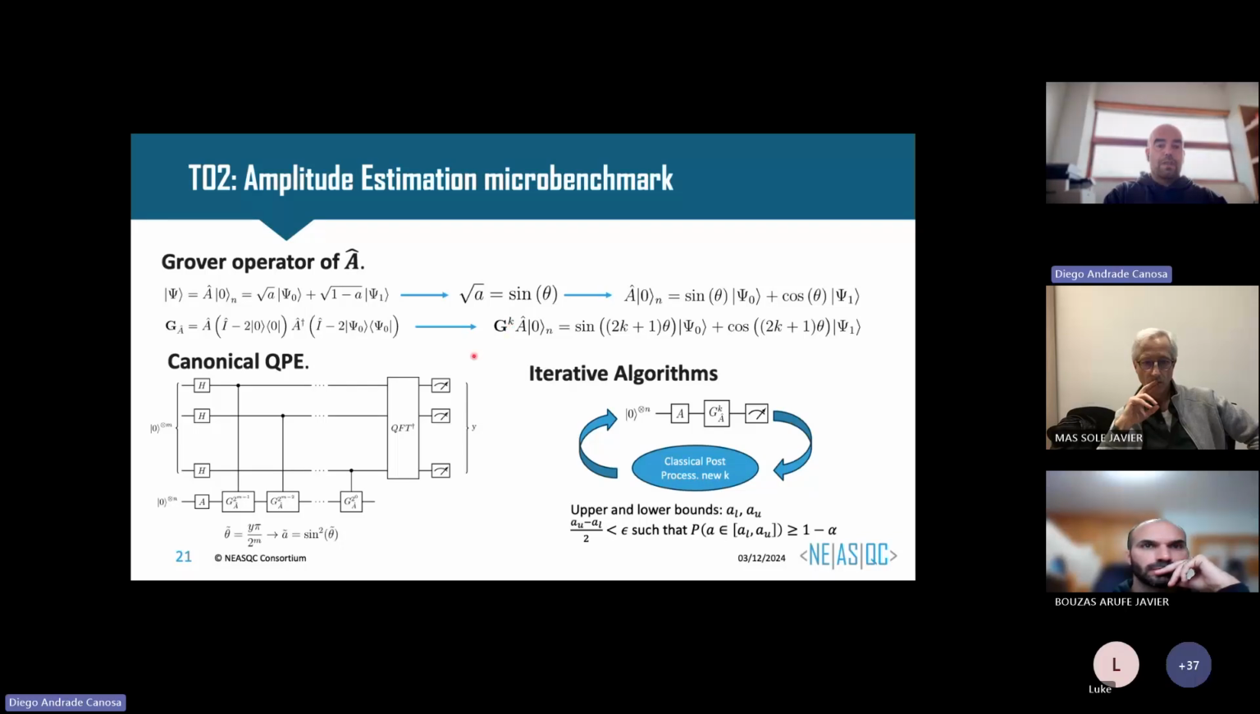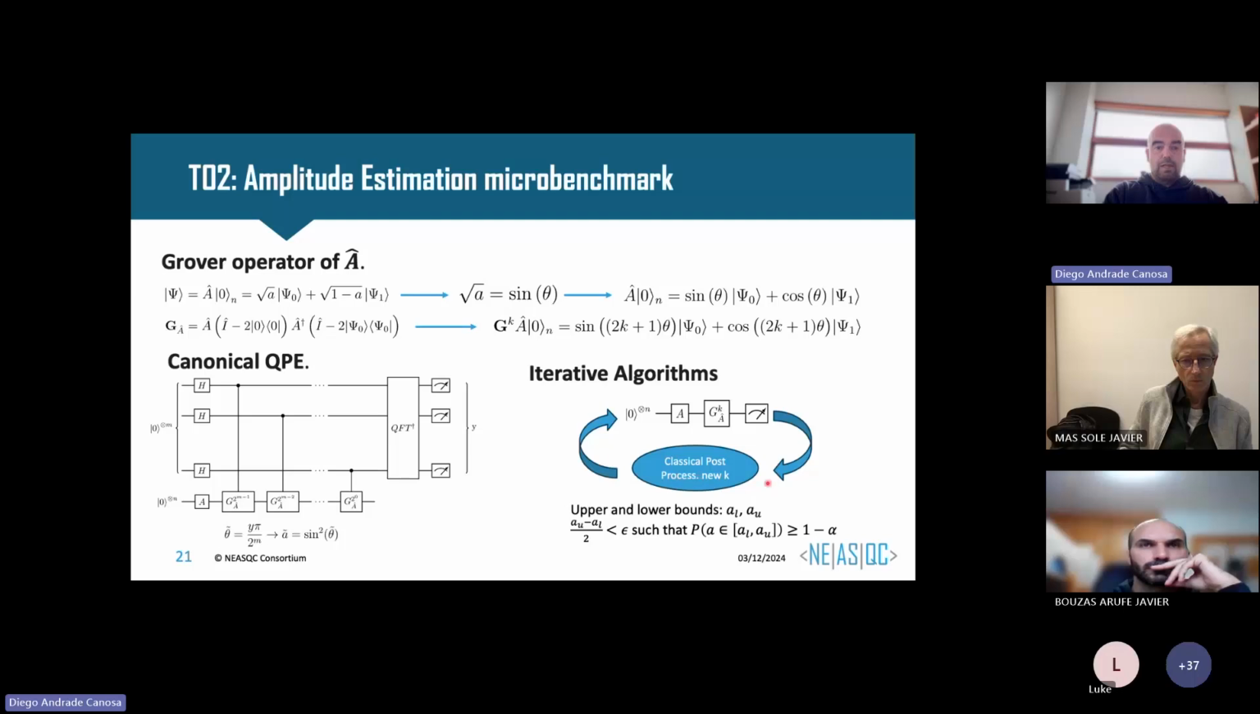So in order to get A, the amplitude of this good state, we can use the quantum phase estimation, using the Grover operator in the framework of quantum phase estimation, and we can use an iterative algorithm, which is usually based on the application of the unitary operator, then the Grover amplification operator a configurable number of times, k, and then doing some measurements. These measurements are going to give me a lower and upper bound for the value of the amplitude.